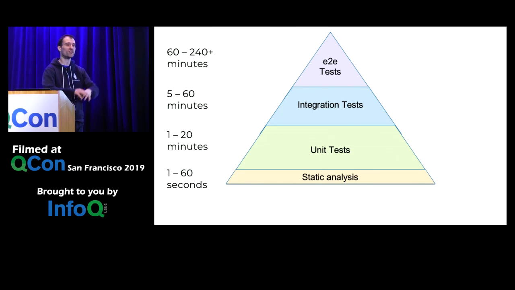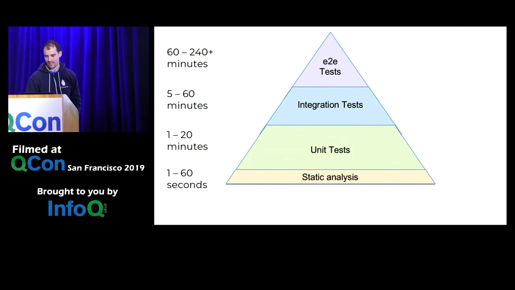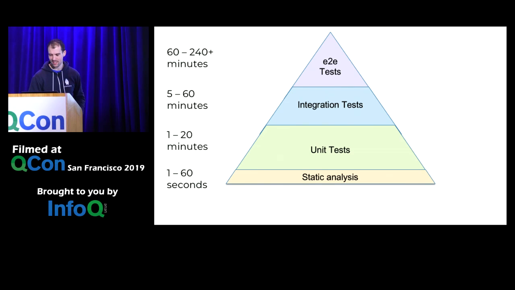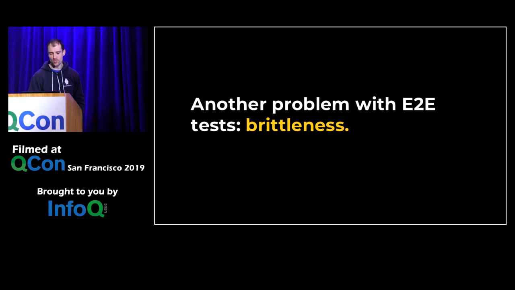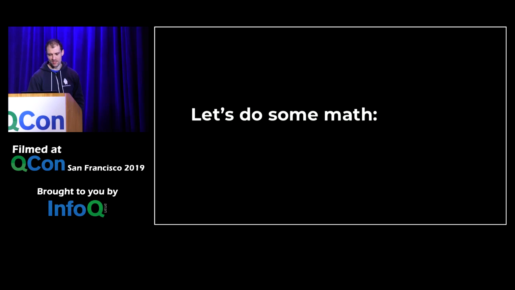Most architectures, even if completely automated, can take hours to deploy completely from scratch, and then to test them, and then undeploy them at the end. So that's unfortunately too slow. The other issue is brittleness. And you can actually see this by doing a little bit of math.